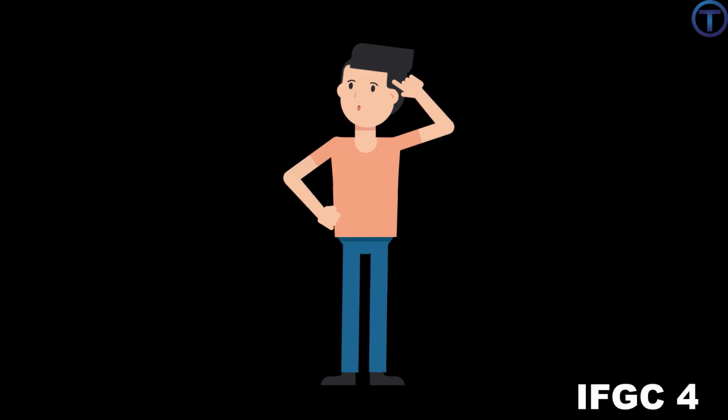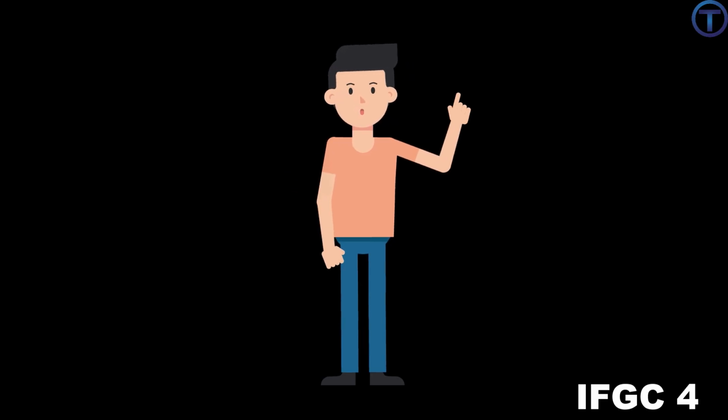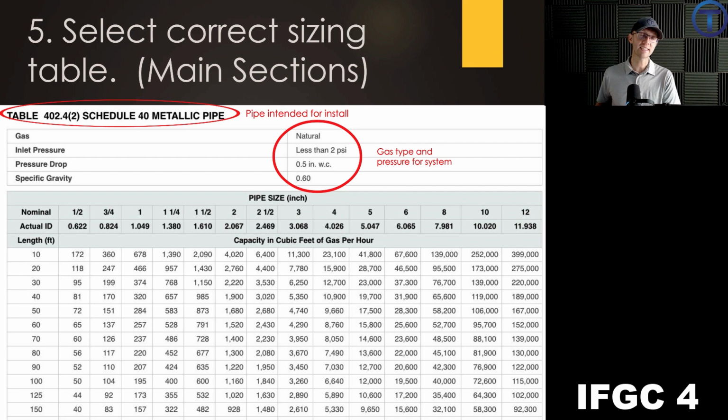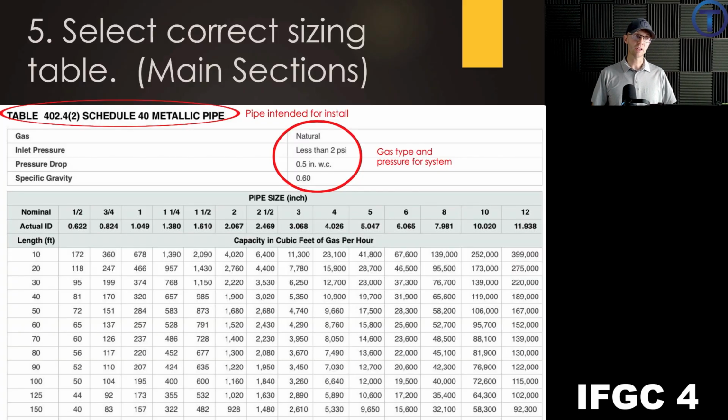Okay, but when are we actually gonna size some pipe? First, we have to select the correct sizing tables. Now, here's where we run into an issue because we have steel pipe running as the main trunk. We have CSST running as all the branches, and you cannot look on the same table for both of those. We're going to be looking at separate tables. So for the steel trunk line, we're going to look at table 402.4(2), and this gives us our Schedule 40 metallic pipe. We verify that it matches our gas pressures and those requirements. Now we know we've got the right table for the steel.